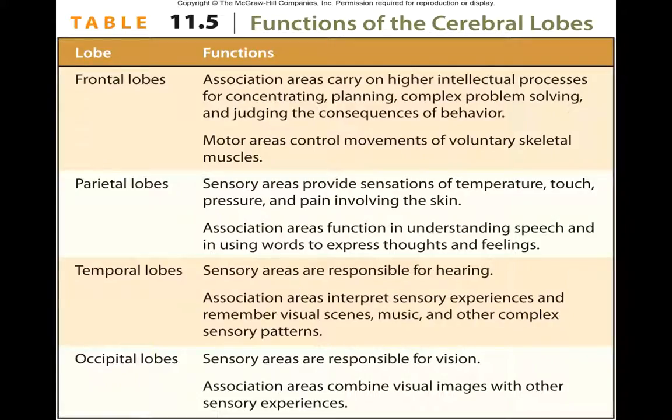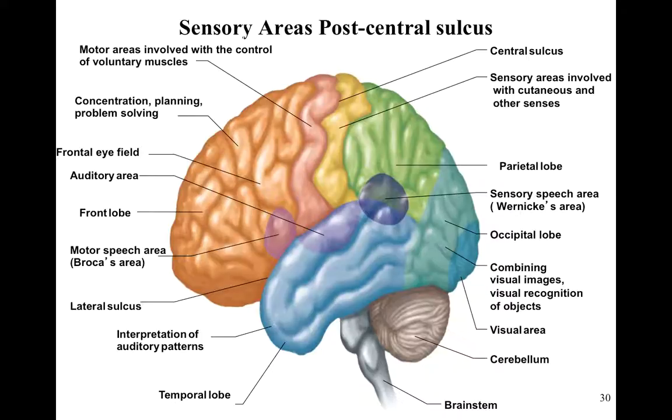Okay, and then just look through this, get an idea. Add this to your notes. Okay, so sensory area, the post-central sulcus here. It's in the parietal lobe. And this is, we already said, getting those interpretations from the skin.